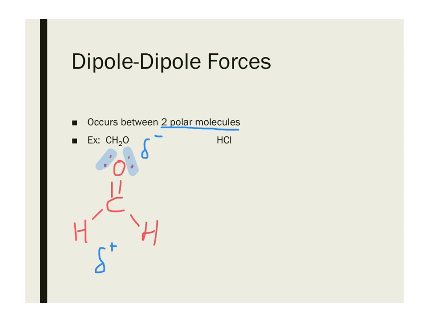And if this happens on two neighboring molecules, they will arrange themselves in a way that the slight negative on one and the slight positive on another one will kind of join up. It's easier to see in a smaller, simpler molecule like HCl, so let's draw that.